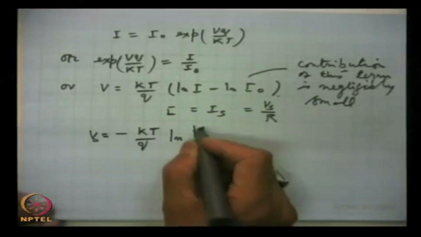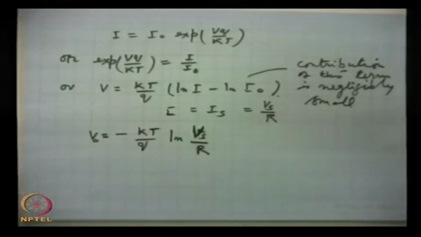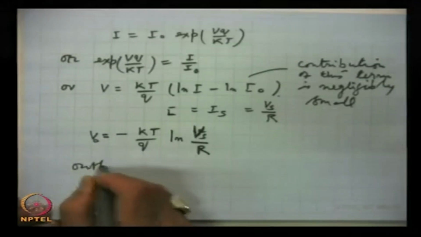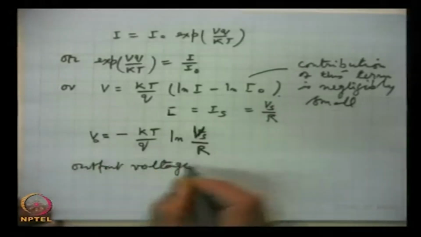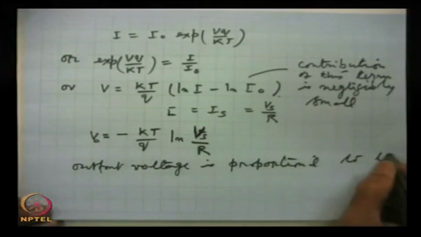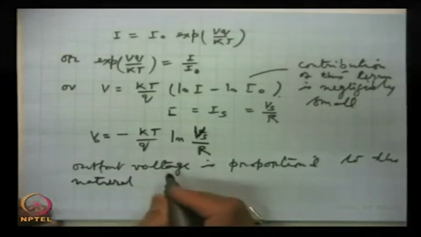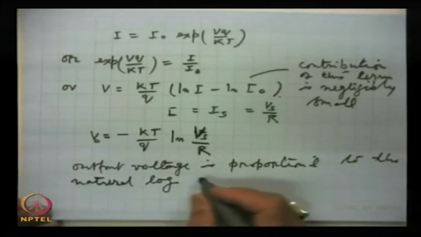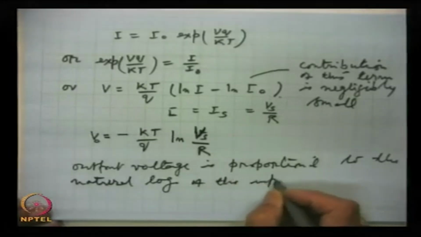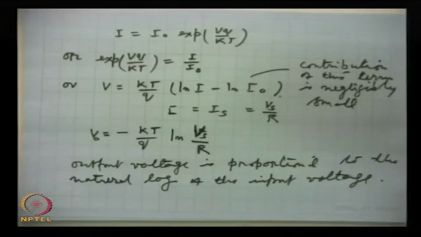Thus, this is a constant, so the output voltage is proportional to the natural logarithm of the input voltage Vs. Output voltage is proportional to the natural logarithm of the input voltage.